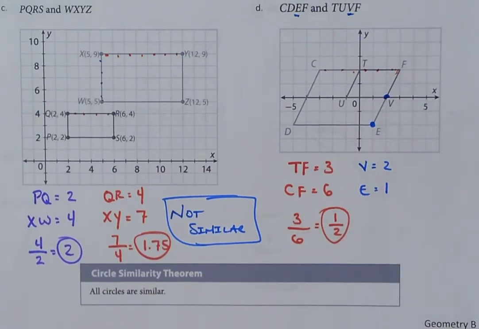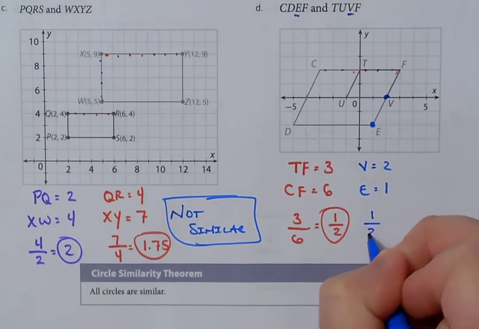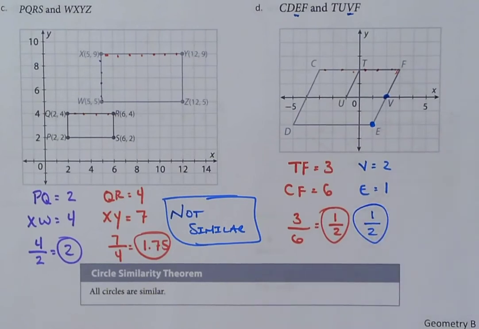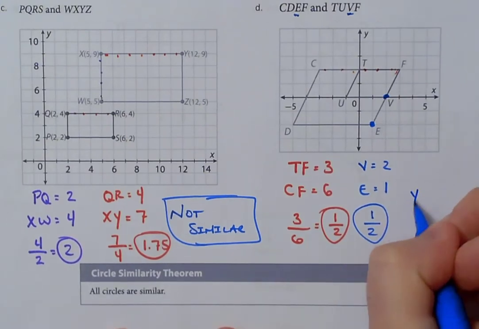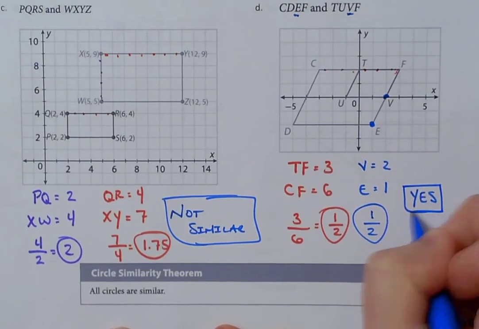So if we go through and set up our scale factor, we have 1 over 2, and that is simplified as far as can be. So that means in fact that these do have the same scale factor. So yes, these two shapes are similar.